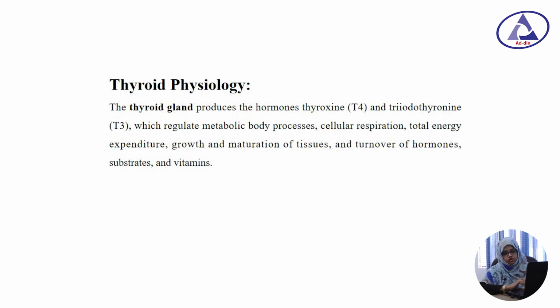What about the physiology of the thyroid gland? The thyroid gland produces the hormones thyroxine and triiodothyronine, which regulate metabolic body processes, cellular respiration, total energy expenditure, growth and maturation of tissue, and turnover of hormones, substrates and vitamins.